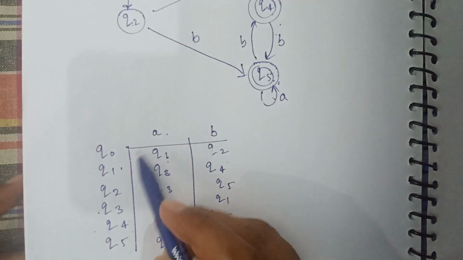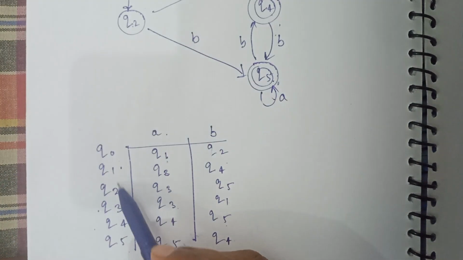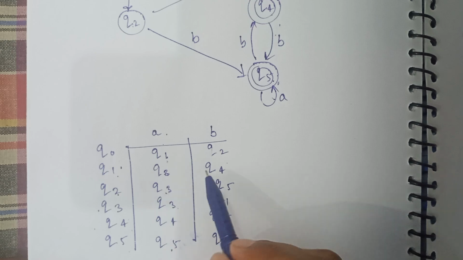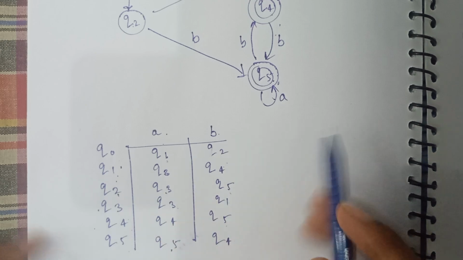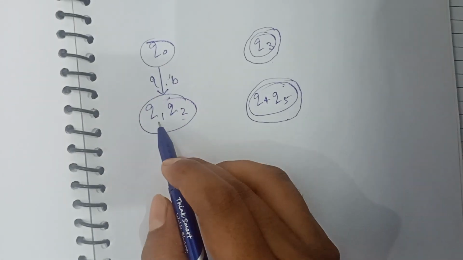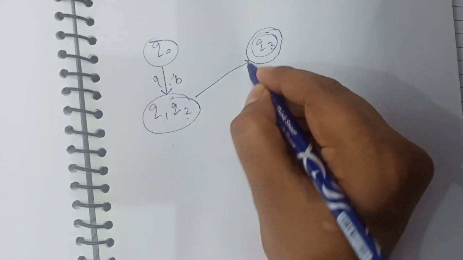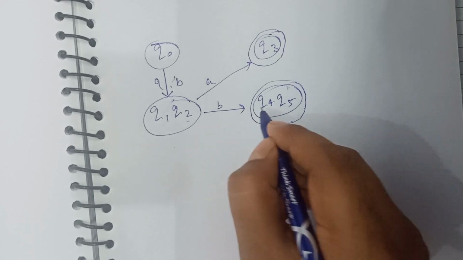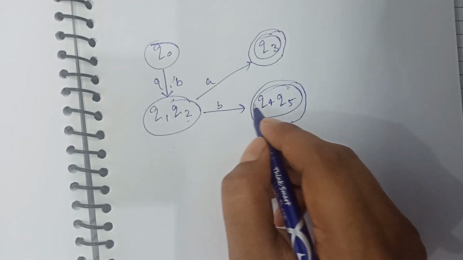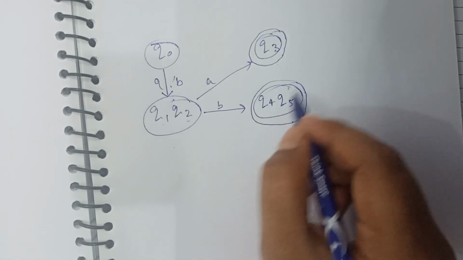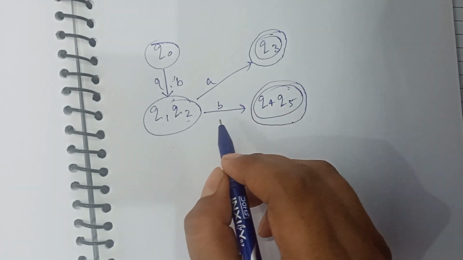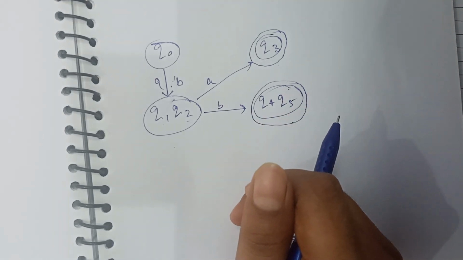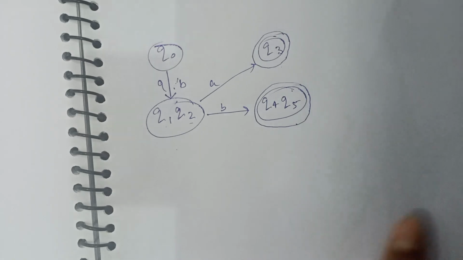Now we can see for Q1 and Q2, for A it goes to Q3, and for B it goes to Q4 and Q5. So here we will draw Q1 and Q2 for A going to Q3, and for B going to Q4 and Q5. Q4 and Q5 are the same state, so we just need to make one arrow to represent it.